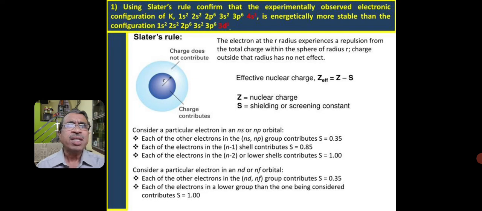Here there is a question: how can this be explained using the Slater rule? Confirm that the experimentally observed electronic configuration of potassium, 1s2, 2s2, 2p6, 3s2, 3p6, 4s1, is energetically more stable than the configuration of 1s2, 2s2, 2p6, 3s2, 3p6 and 3d1. So this can be explained based on the values calculated for the effective nuclear charge.